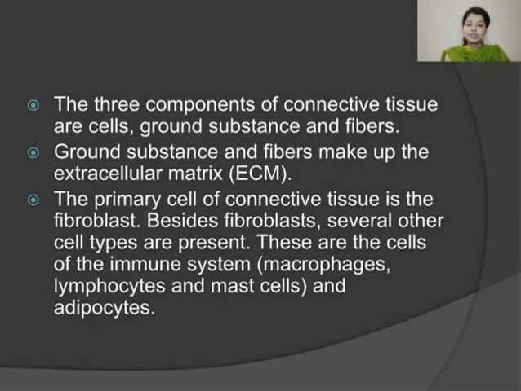Now, in a very general way, we can say that there are three components of a connective tissue, first being the cell, second being the ground substance, and the third being the fibers, right? The ground substance and the fibers together make up the extracellular matrix, which is also termed ECM, right? The primary cells of the connective tissue are mainly the fibroblasts. Apart from fibroblasts, there are certain other cells present in connective tissue, like macrophages, lymphocytes, mast cells, and adipocytes, or the fat cells.